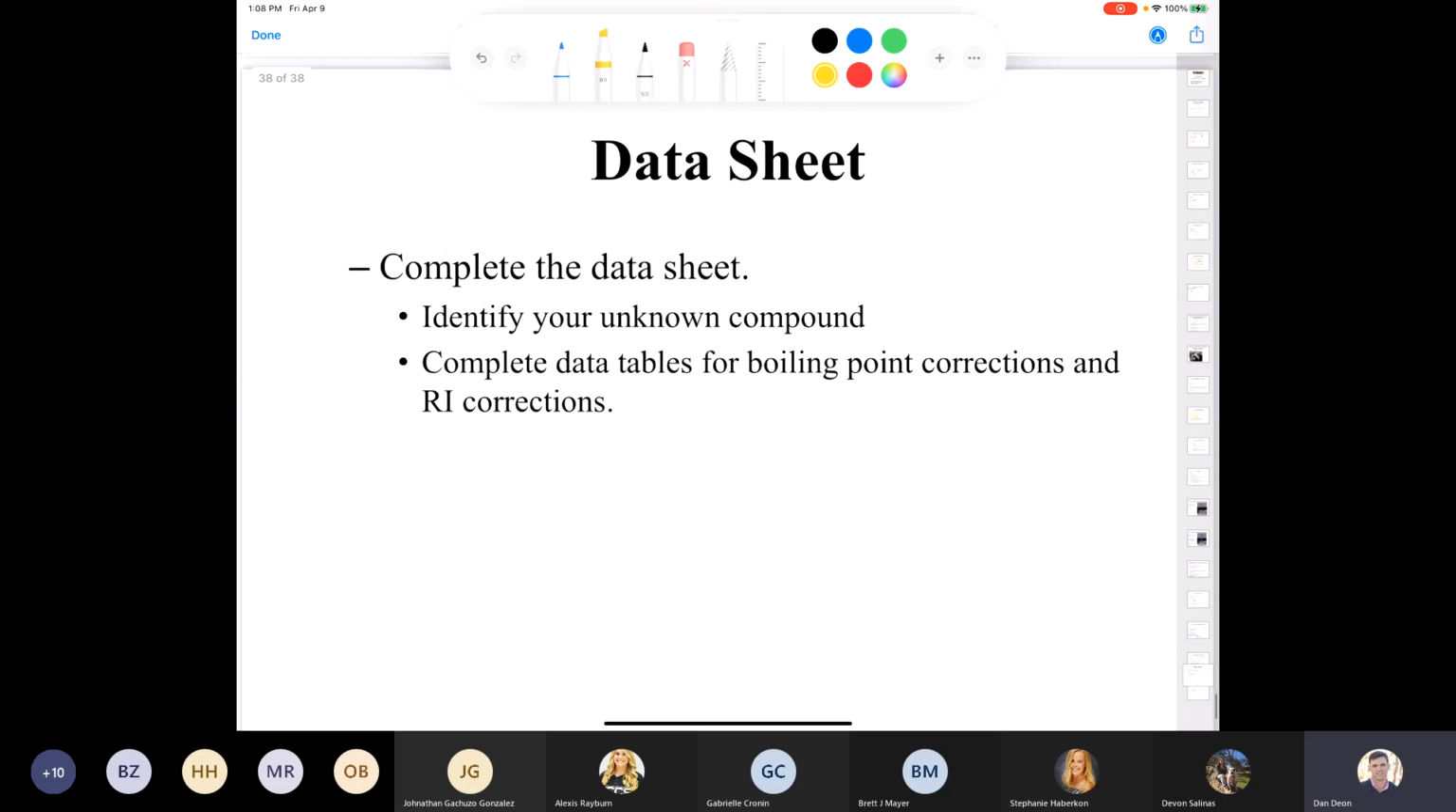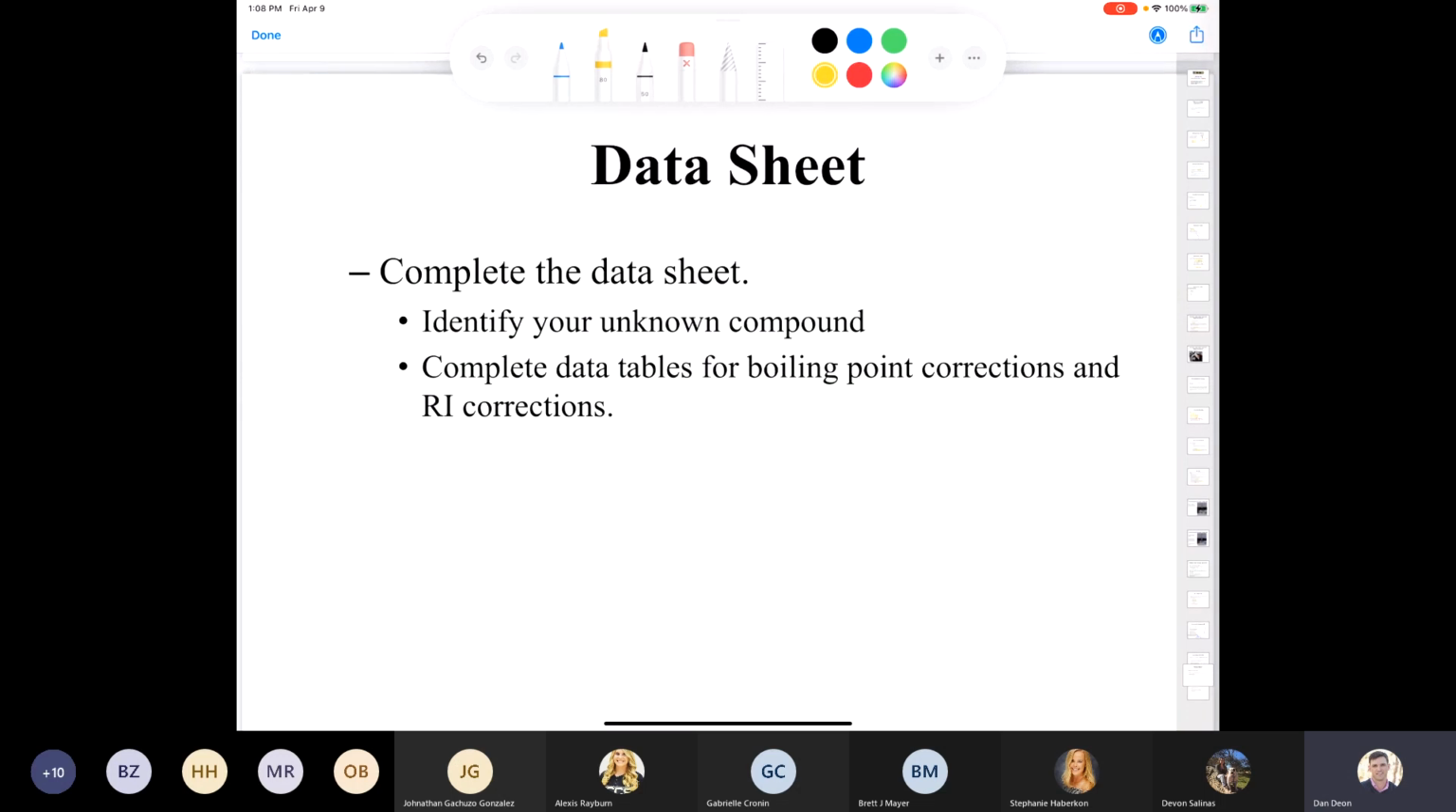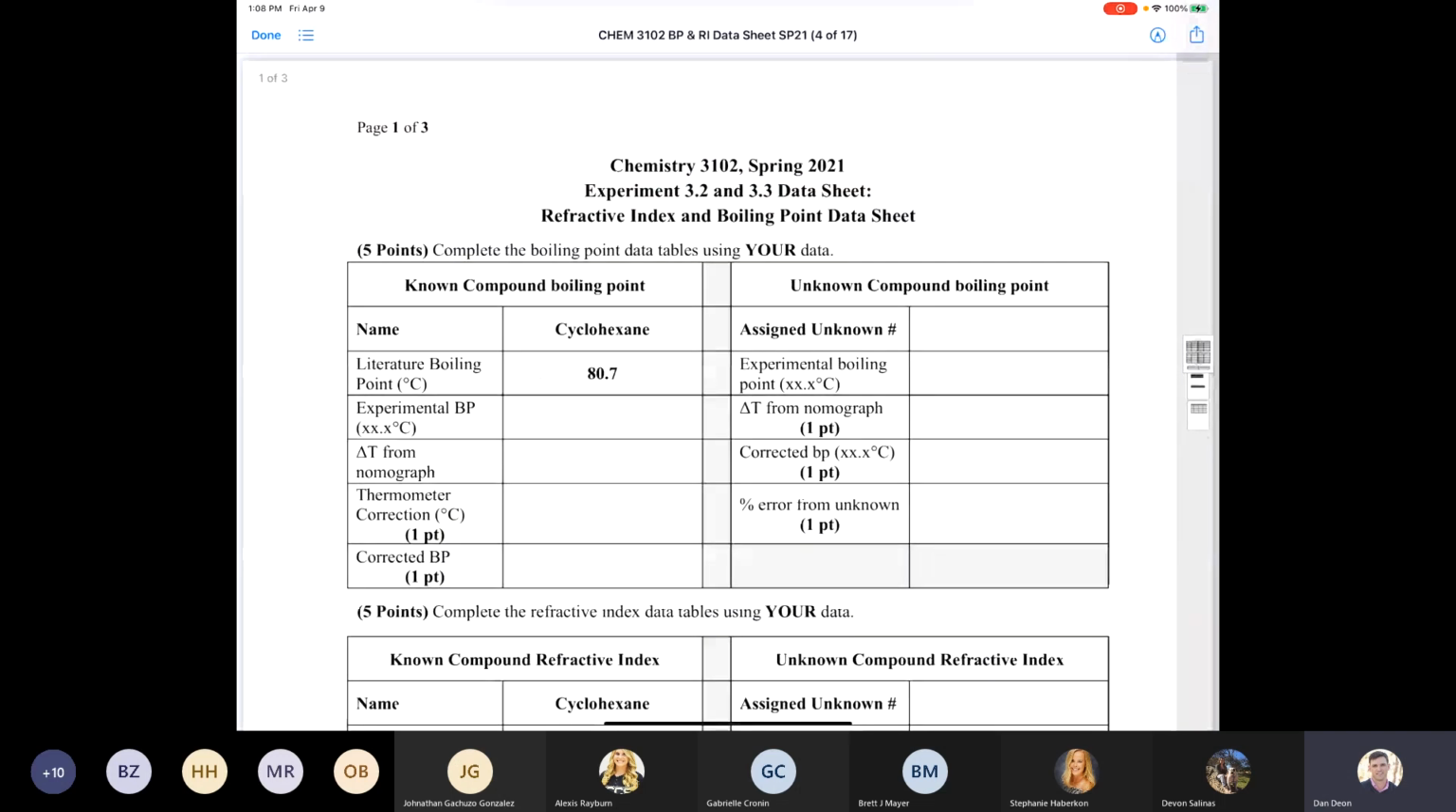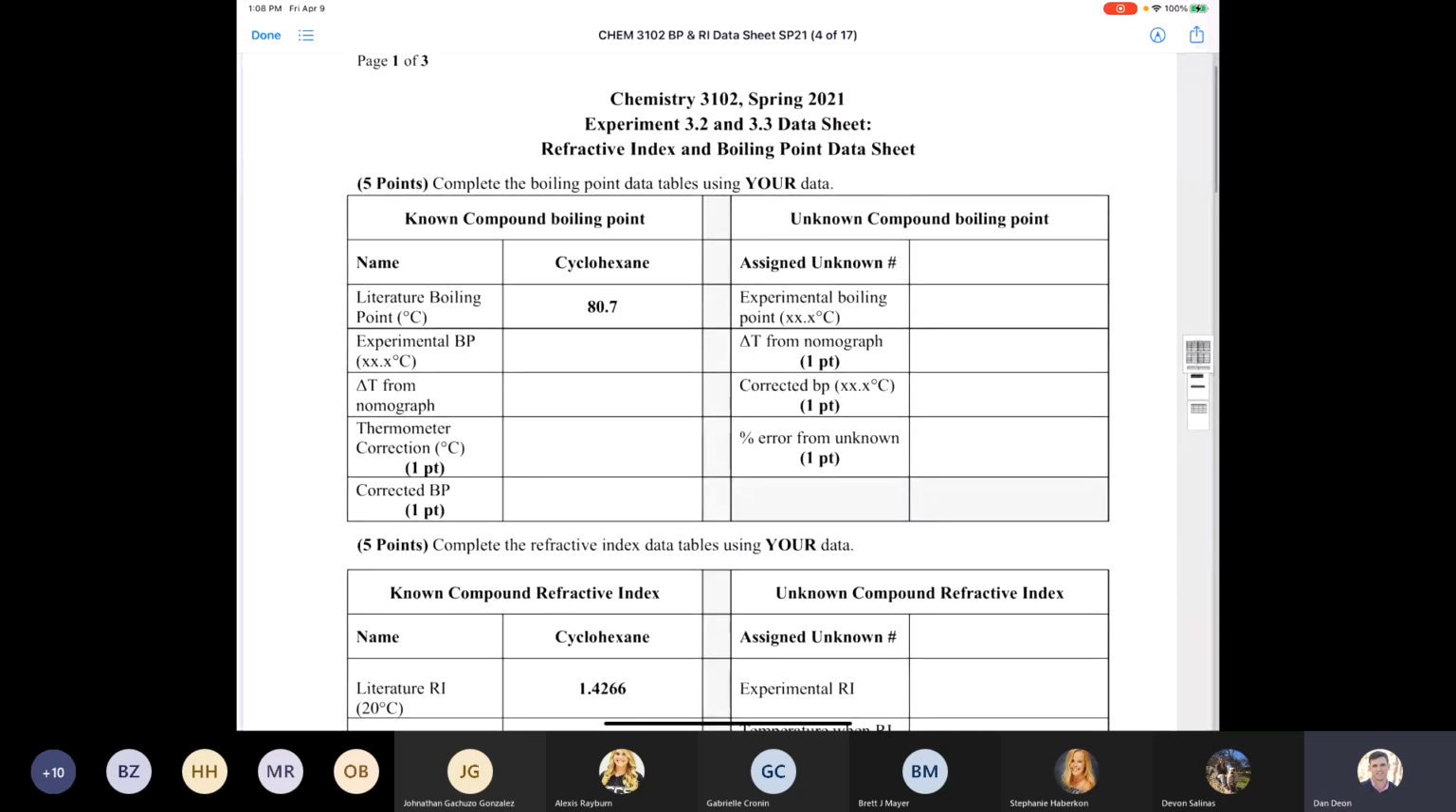All right. Then you're going to work on the data sheet, which you complete, identify your unknown compound, and complete the data tables for boiling point corrections and refractive index corrections. Let's take a look at what the data sheet looks like. So this is posted to Canvas, and I'm not sure if I posted it as a Word file or a PDF, but I'll try to post it as a Word file in case anybody wants to enter their values using Microsoft Word. So what do we have?